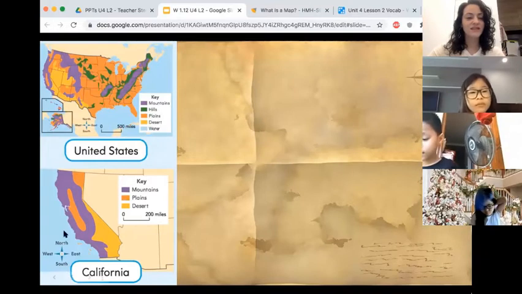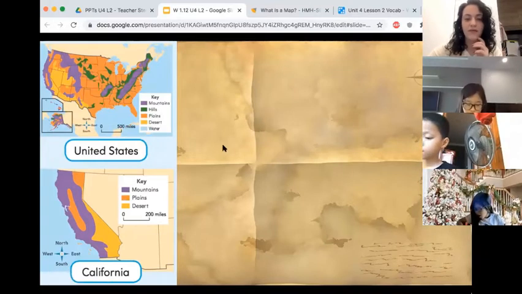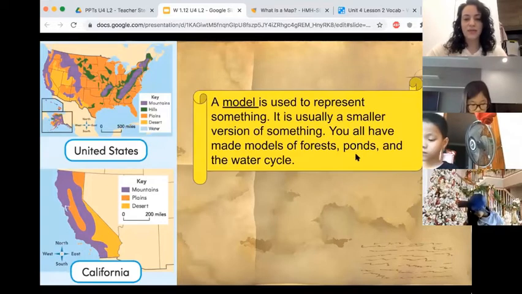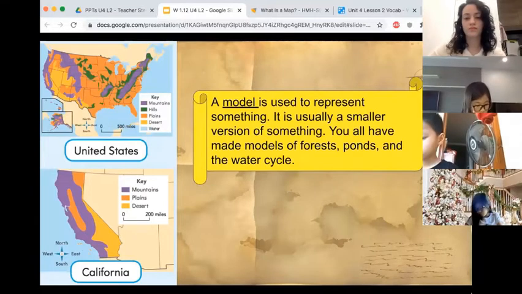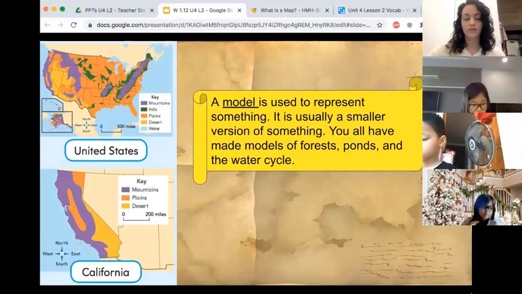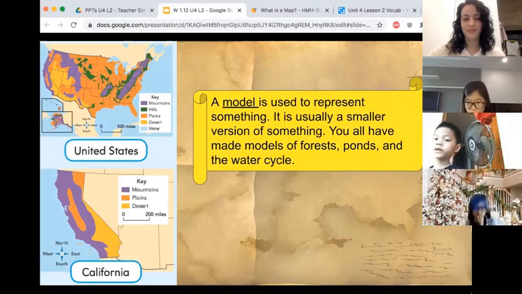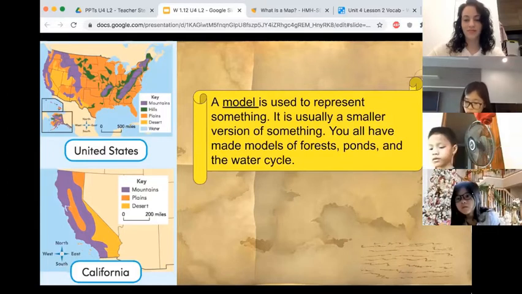All right, everyone. So observe these photos on page 204. Please read this for me. A model is used to represent something. It's usually a smaller version of something. You all have made models of forests, ponds, and the water cycle.